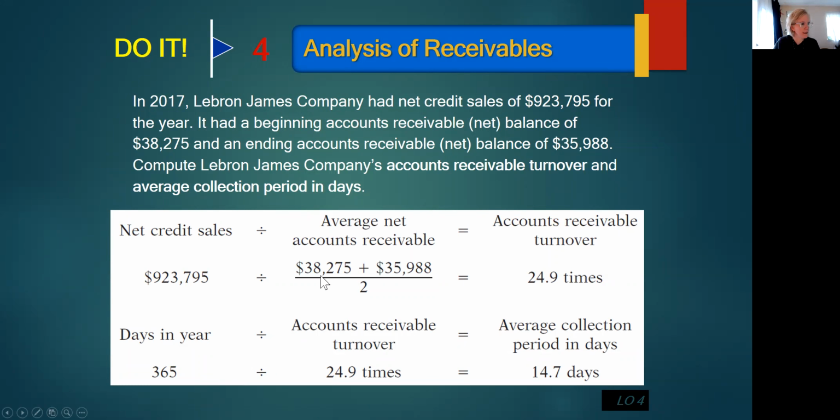It has a beginning balance and an ending balance, divided by 2. Net credit sales, 923,795, divided by average receivables equals 24.9 times. So what that's telling me is about 25 times a year, they're turning over accounts receivable. If the number were 12, that would mean they're collecting accounts receivable about every 30 days. But because it's more than 12, it's a lot faster. They're collecting their accounts receivable in 14.7 days. Okay.